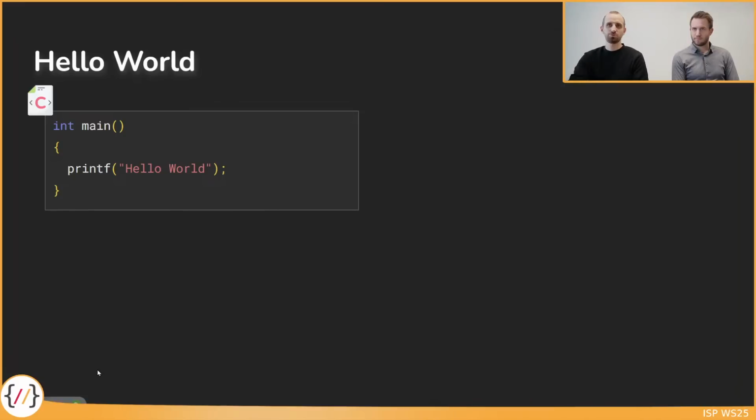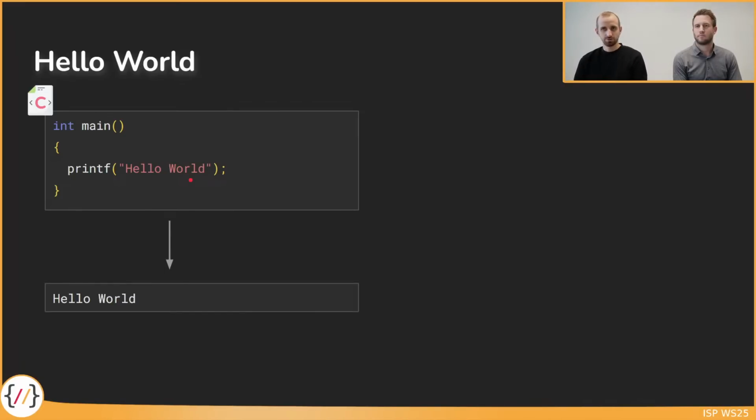So we need to write int main, then this parenthesis. We need this curly parenthesis here, and then printf. This is a functionality of C, and then we write hello world, and when we execute that, the output of the program is hello world. It's that easy, yeah? So this is the basic and the first example in every programming language.